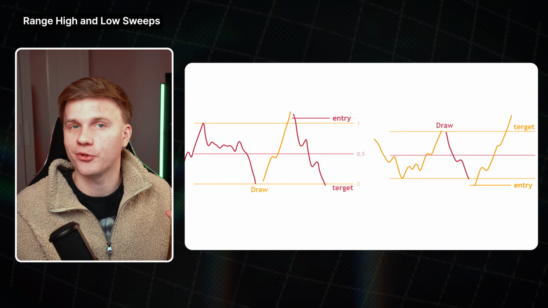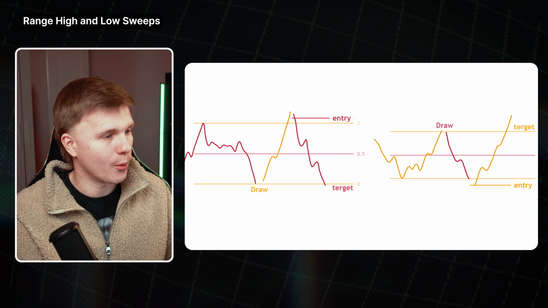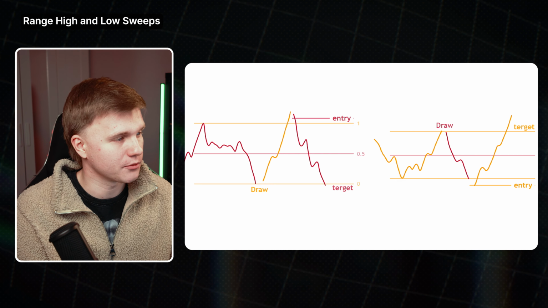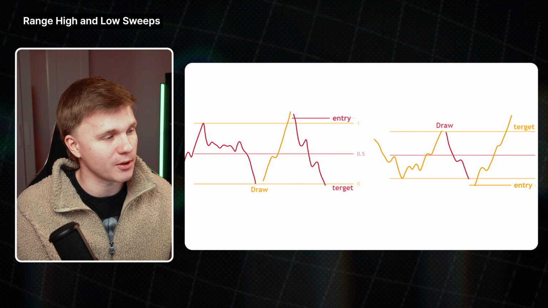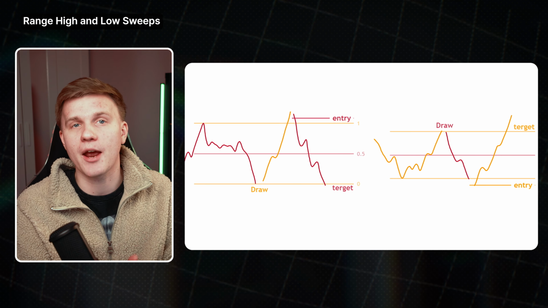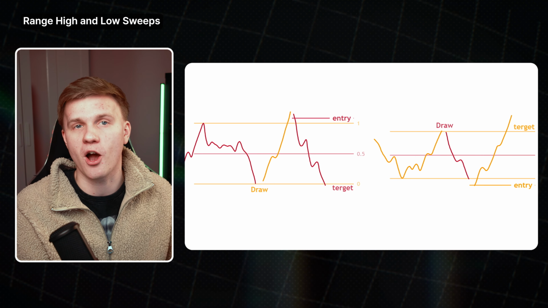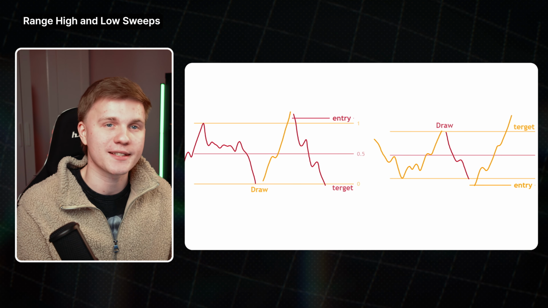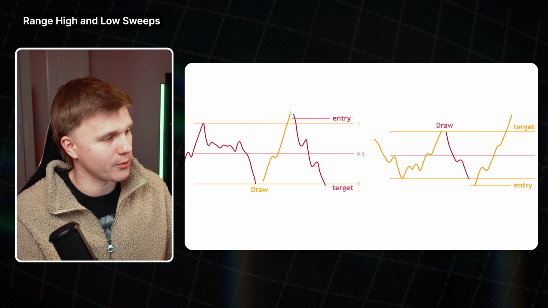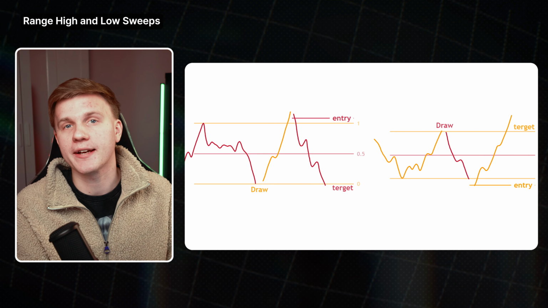Look at a price range with a range high and a range low. When the range high gets swept, for example, price briefly exceeds the high, I typically look for sell opportunities, and in this scenario liquidity is drawn towards the opposite side of the range, meaning that after sweeping the high, price often reverses and moves towards the range low. The same applies in reverse.